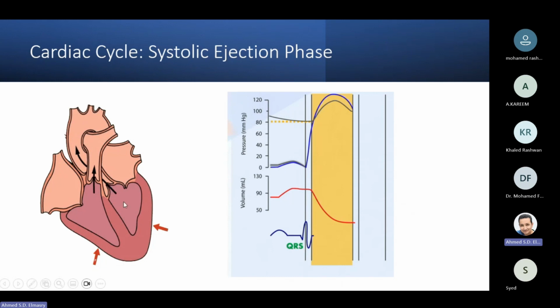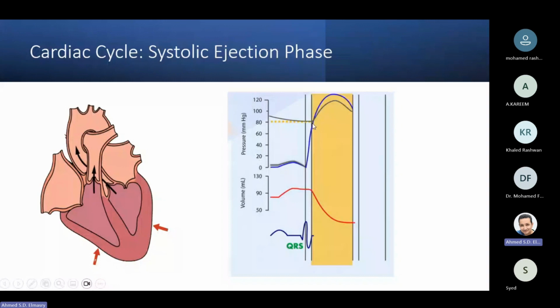So what will happen here? The blood inside the left ventricle will be ejected to the aorta. So you will notice a reduction in the volume of the blood inside the left ventricle in the volume graph. And because the left ventricle continues to contract for a longer duration, you will notice that the pressure inside the left ventricle will be increased. As you see here, the systolic ejection phase regarding the pressure changes starts at this point where the aortic valve will start opening while the left ventricle is still contracting.